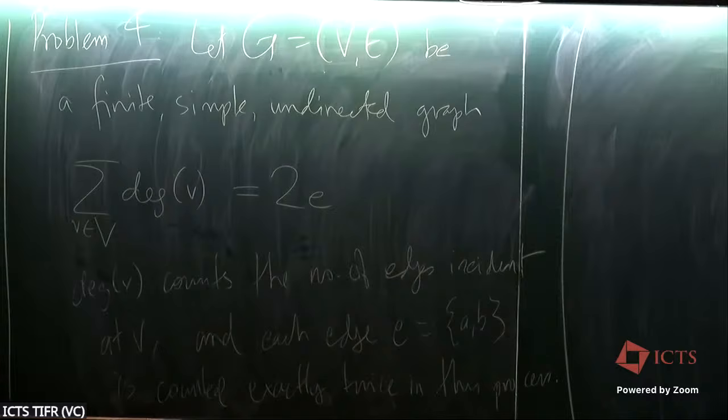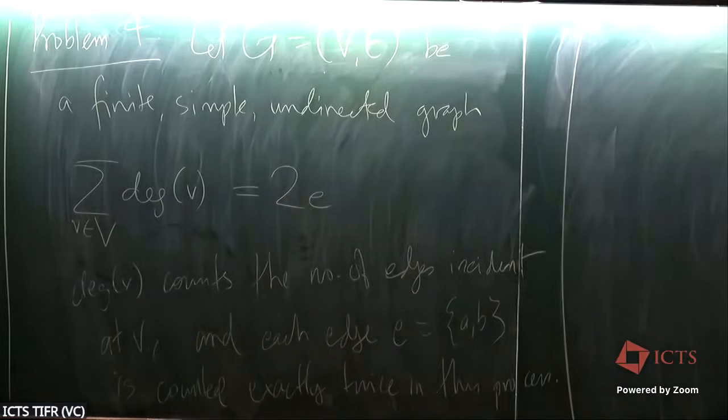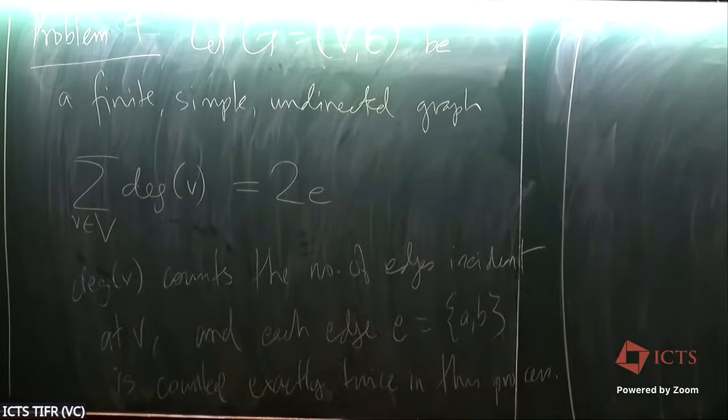So after you ask each person, how many people did you shake hands with? That's the sum of the degrees. And then whatever that answer is, you divide by 2, because if I've shaken hands with you, you've also shaken hands with me. So you counted the number of handshakes 2 times. Yeah. So that's why it's also called the handshaking lemma.